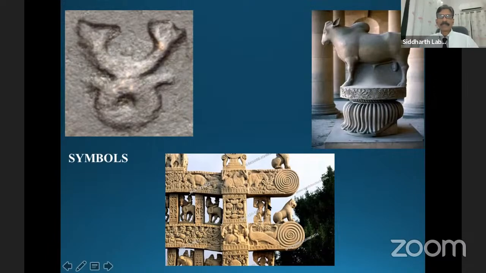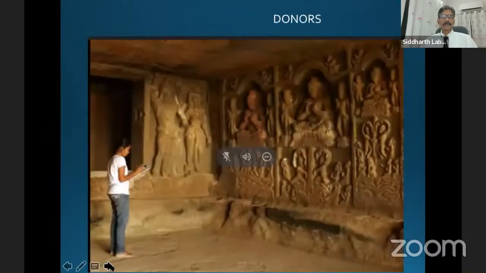Horse represents the renunciation of the Buddha, right? Lion represents the Buddha's teachings, the lion's roar, Siha Garjana, right? So these are the symbols. Then a lot of Jatakas are carved on the Torana. So these are things to be seen in the Leni.